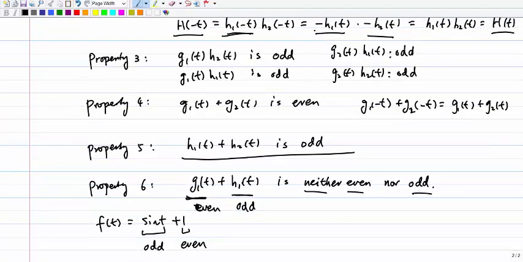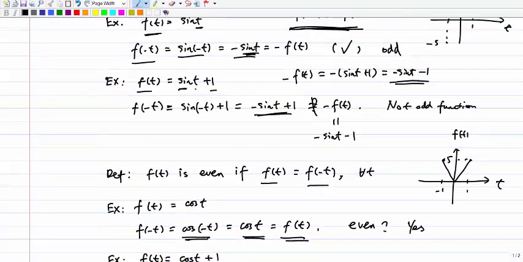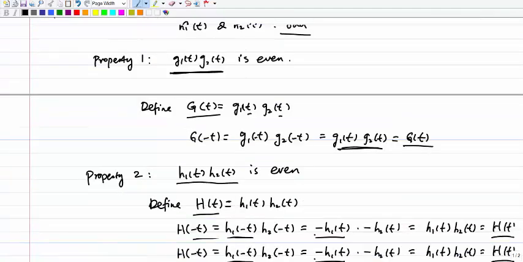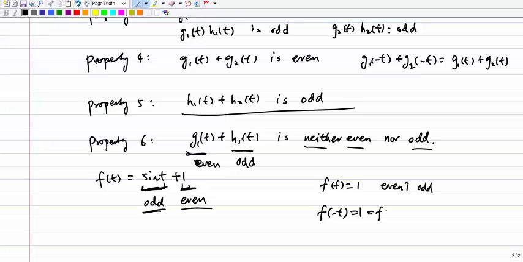Okay. This also applies to the example. If you remember, the example I gave you right over here is sine t plus 1. You can consider this as sine t plus 1. Sine t is an odd function and 1 is an even function. Why is 1 an even function? Let's say f(t) is 1. Is this even or odd? You can say f(-t), because it doesn't matter, for every t it is always 1. Of course, this is equal to f(t), right? So that's why this is even. So odd plus even is typically neither even nor odd.